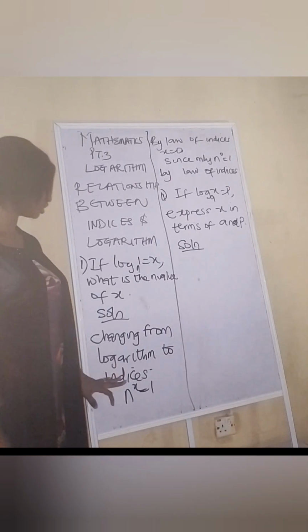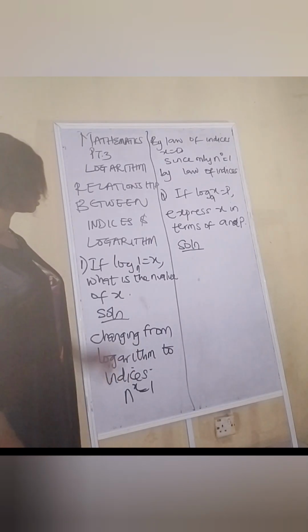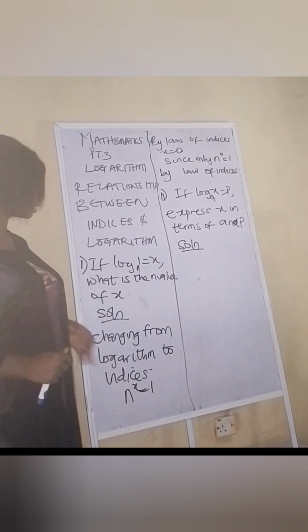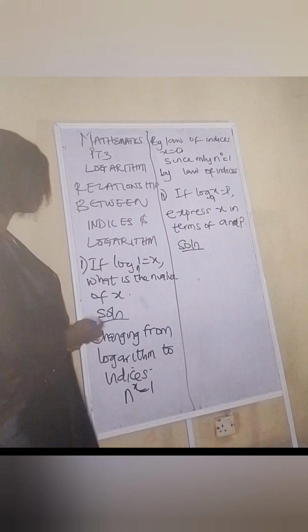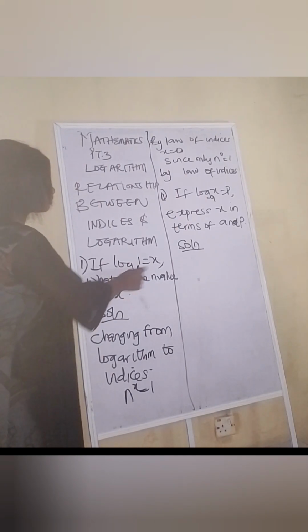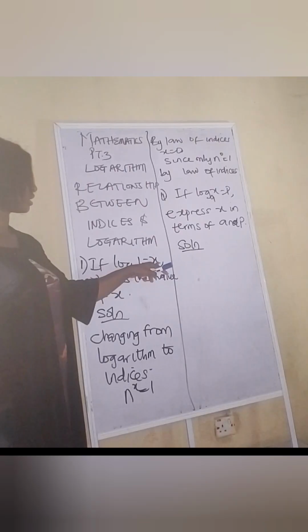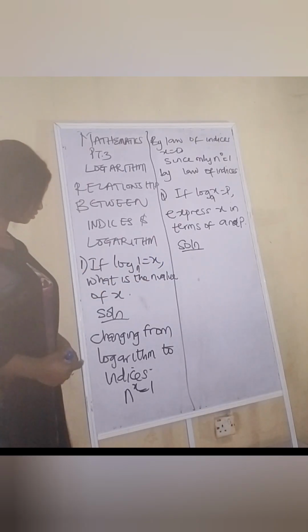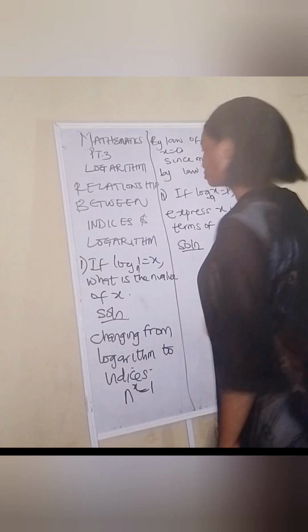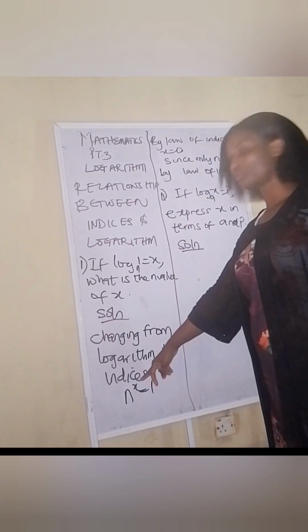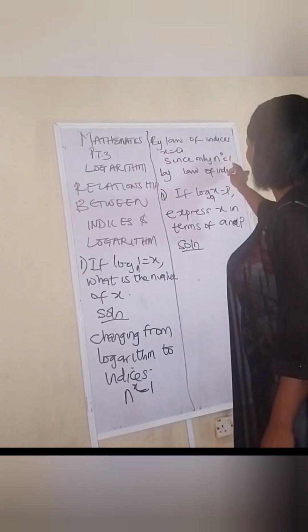Now we want to change this from logarithm to indices. So this is logarithm, and we want to move the log so it can stand as indices. When we move the log, it becomes n raised to power x equals 1. Do you understand? By the law of indices, x equals 0. So whenever you see x, you put 0, since n raised to power 0 equals 1.